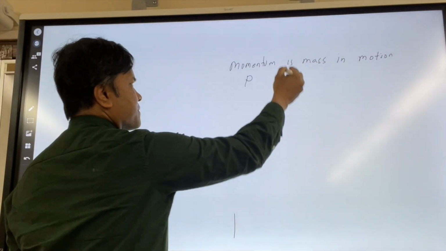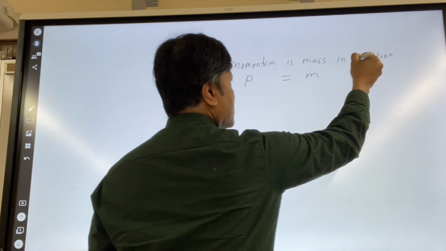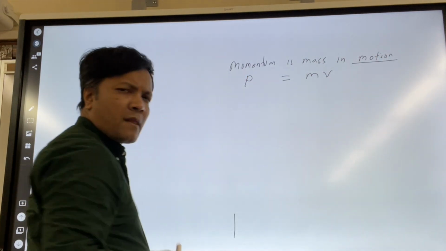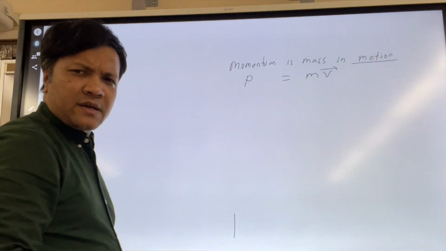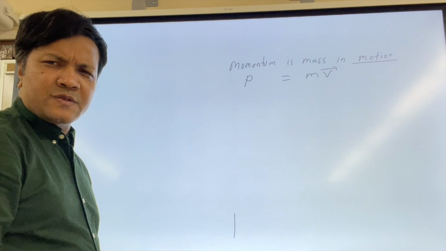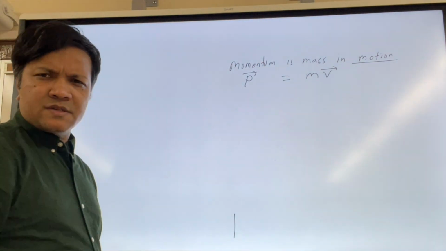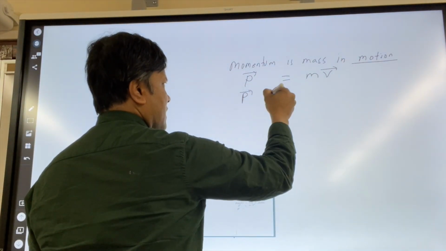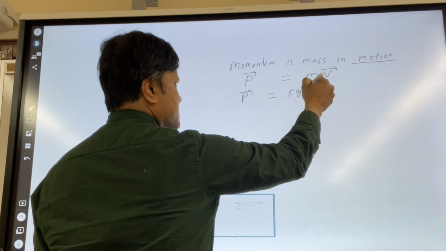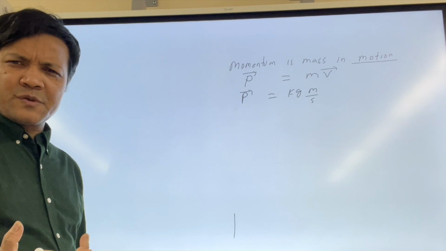Momentum, P, is equal to mass, M, times velocity, V. Velocity is a vector quantity. You multiply a scalar, which is mass, with a vector, which is V, then you get a vector quantity. So momentum is a vector quantity. The SI unit for momentum: M is kilogram, and V is meter per second. So the SI unit for momentum is kilogram meter per second.